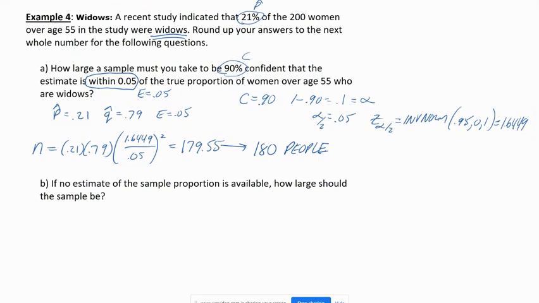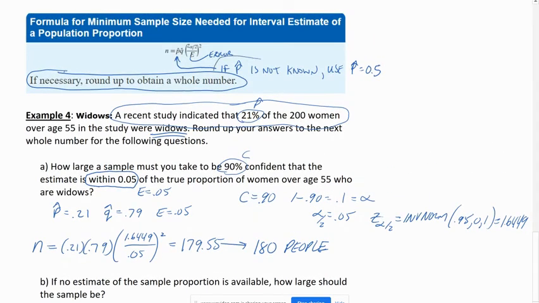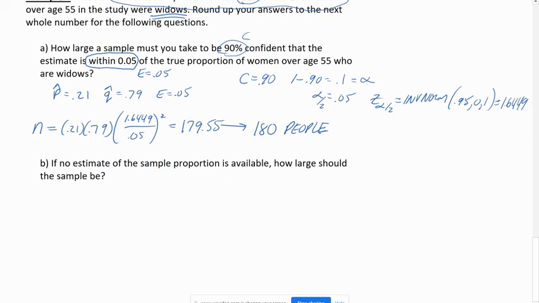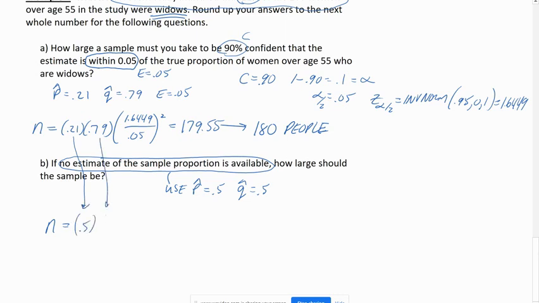Okay, so for that one, we knew p hat was 0.21 because they had done this preliminary survey of 200 people. Now, let's say they hadn't done that preliminary survey, then how many people would we need to survey? So in that case, it says up here, if p hat is not known, use p hat equals 0.5. So that's what we're going to do here. If no estimate of the sample proportion is available, then we're going to use p hat equals 0.5 and q hat equals 0.5. What that does is it makes our n value as large as possible. So we're going to use the same formula, but here we're going to use 0.5, and here we're going to use 0.5, and then the rest of it's the same.